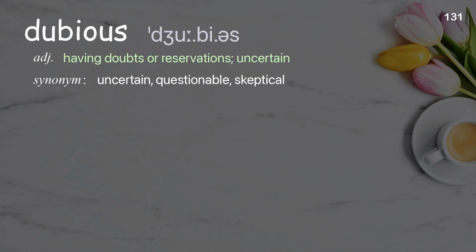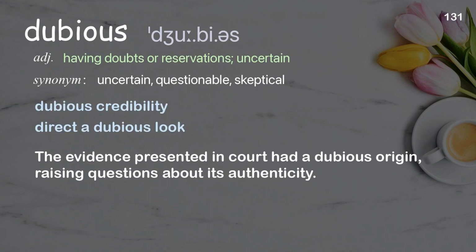Dubious. Having doubts or reservations, uncertain. Examples: dubious credibility, direct a dubious look. The evidence presented in court had a dubious origin, raising questions about its authenticity.